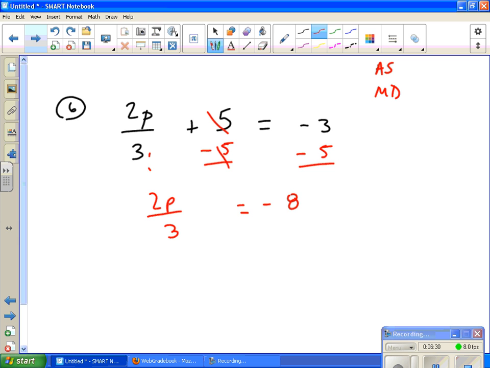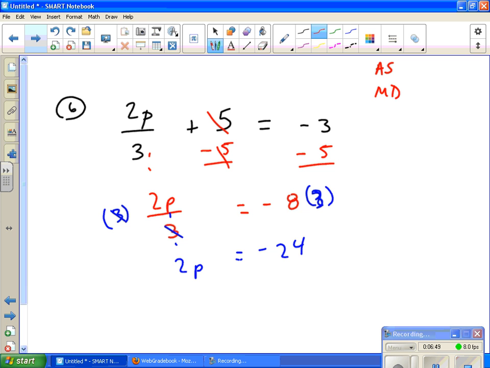2p over 3 means 2p divided by 3. In order to undo that, you multiply by 3. Cancels these out and leaves you with just 2p. But if you multiply the left by 3, you have to multiply the right by 3. Negative 8 times 3 is negative 24.